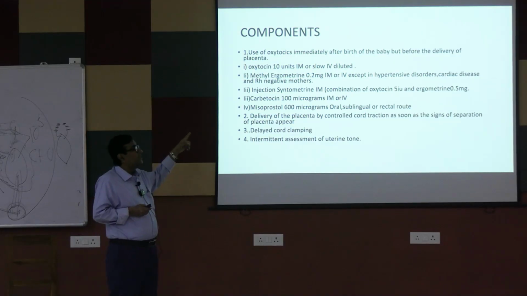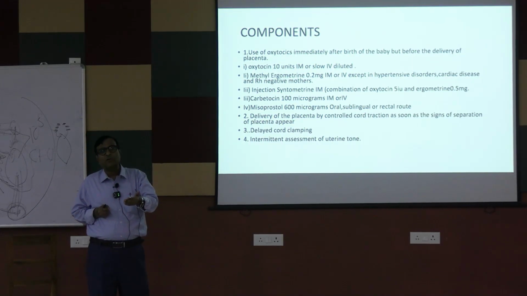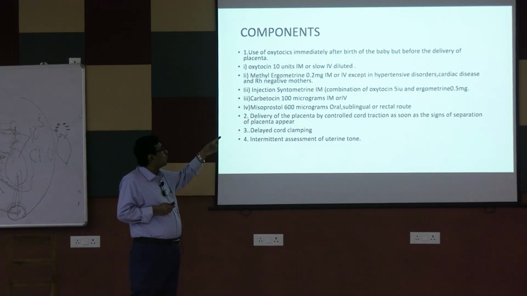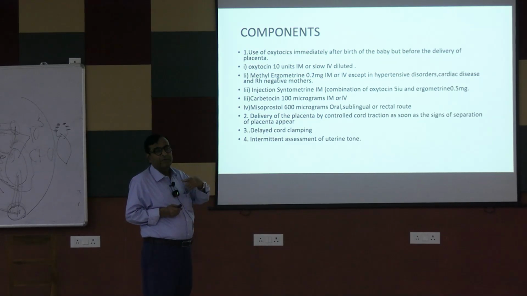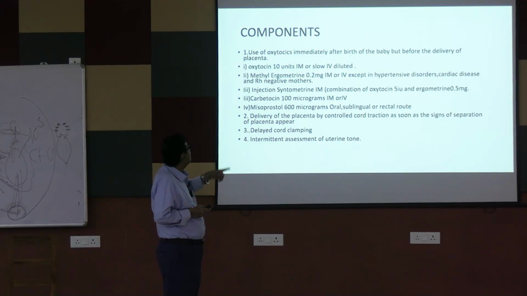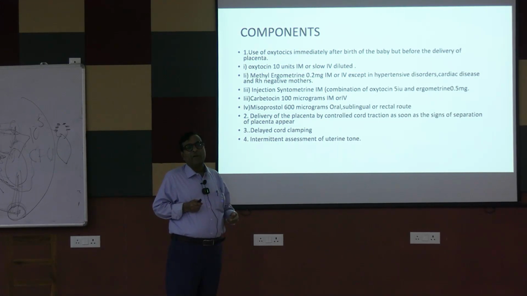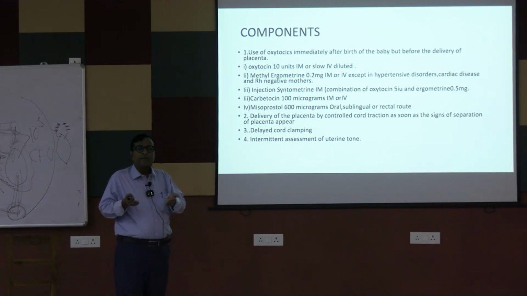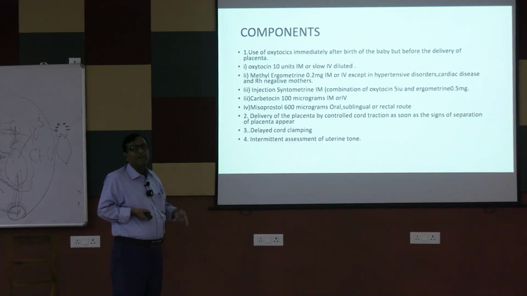What happens? Syntometrine, if you give IM, onset of action of Syntocinon is much faster than Methergine. So first oxytocin will initiate contraction, then Methergine will continue it. So IM Syntometrine is another option. Finally now came carbetocin. Carbetocin has the advantage over oxytocin that it is heat stable. You can keep it at room temperature, but the only drawback is it is very costly.